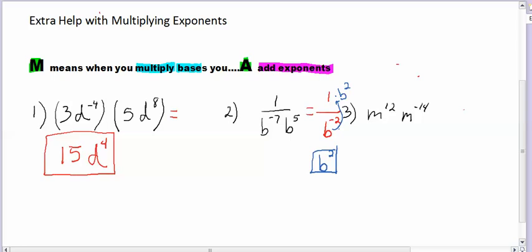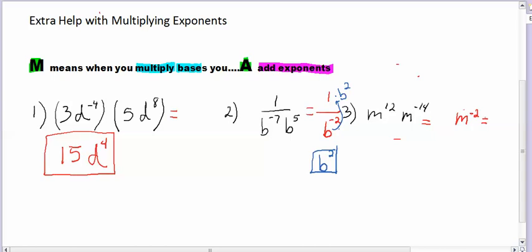Okay, and then the last problem, we have our same base. Our same base is m. I'm going to add my exponents. So positive 12, negative 14. 14 minus 12 is 2, and it's going to be a negative 2.